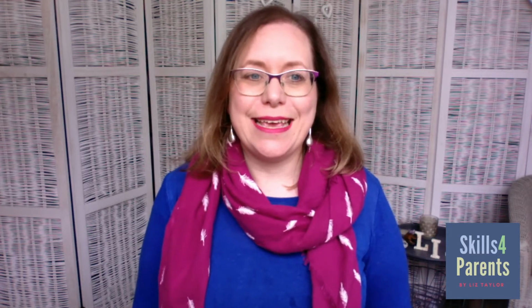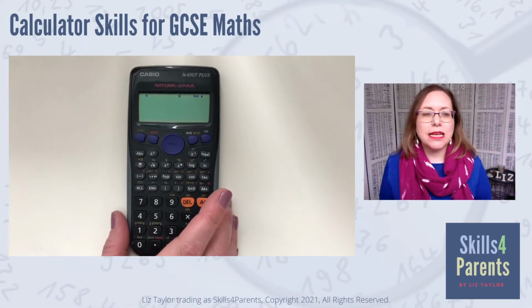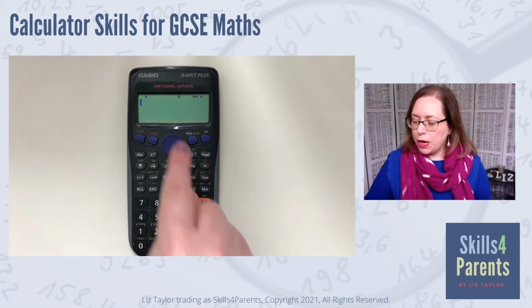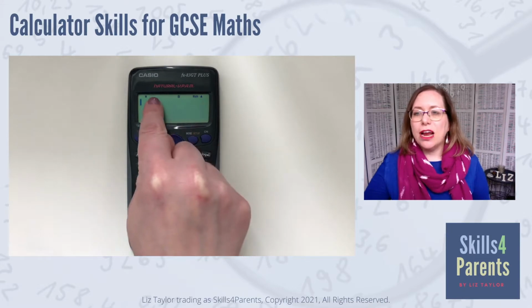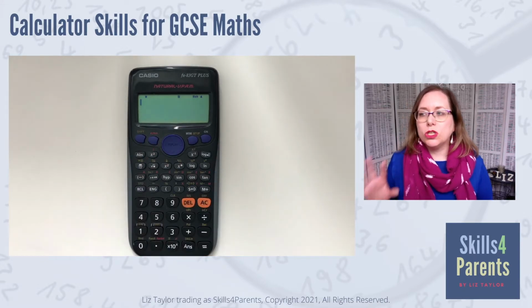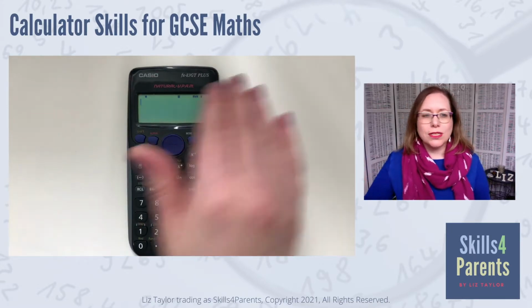Today, we are going to look at how to set your calculator into the right mode at GCSE. Here's my scientific calculator, and you can check the mode by just looking at the top of the screen. This shows Math, D, and various other words that all just show what modes you've got it in.